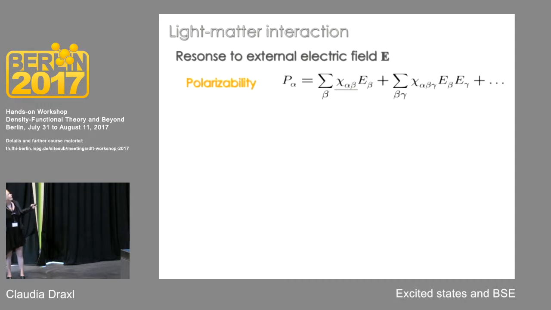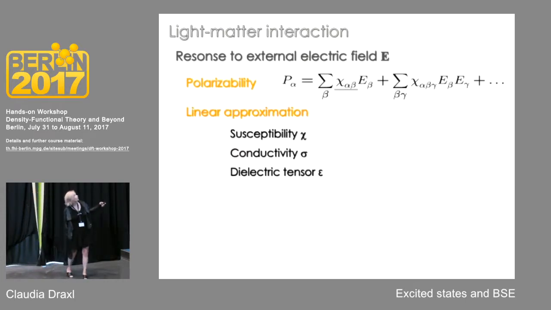So we basically look at the response of a system to an external perturbation, and this external perturbation is the electric field. In this case, it's the electric field of the light beam. So for instance, we can expand the polarizability in terms of the components of this electric field, and the coefficients in here are the so-called response function. And you can get, in a linear approximation, so if you just focus here on the first term, this response function, the susceptibility, the conductivity, the dielectric tensor.